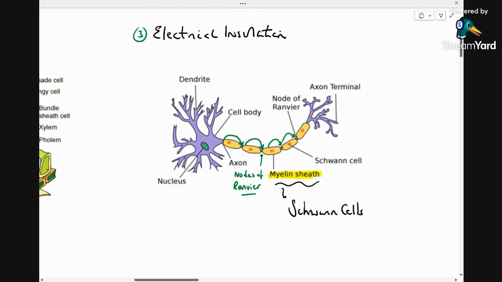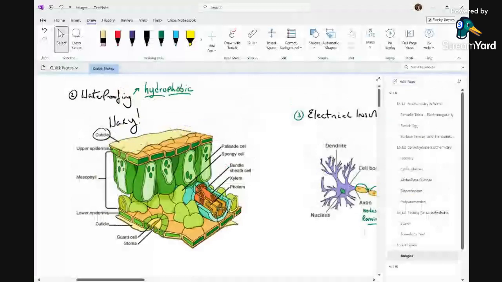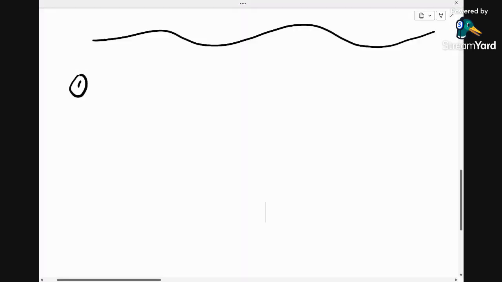So those are three, just because I have pictures that I think are quite nice. So if I head back to my main notes here, so that was 3. So let's look at 4. So the fourth thing is that we can form part of cell membranes.